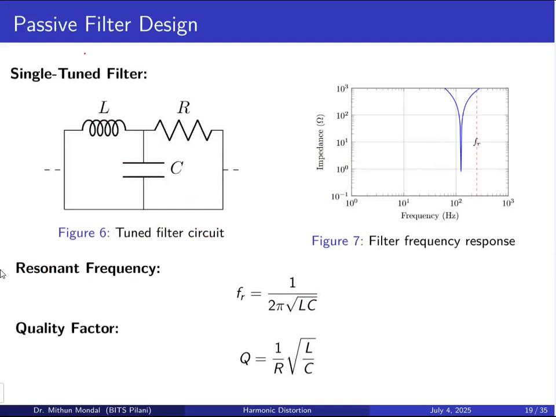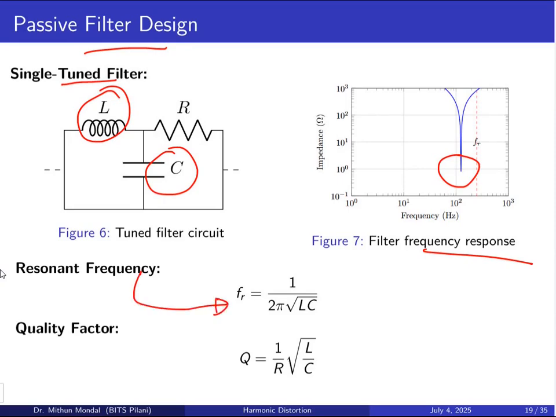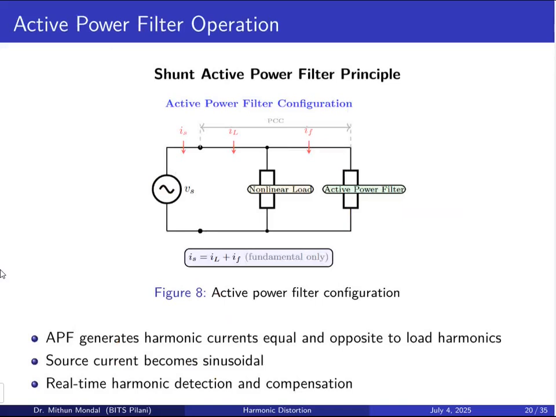So if we see the passive filter design for a single tuned filter, now it is an LC network. Here you can see the frequency response, and you can see the resonance. The resonant frequency is obtained as 1 by 2 pi under root LC for the tuned filter, and the quality factor is given by 1 by R under root L by C. So passive filter design we can do for the harmonic control.